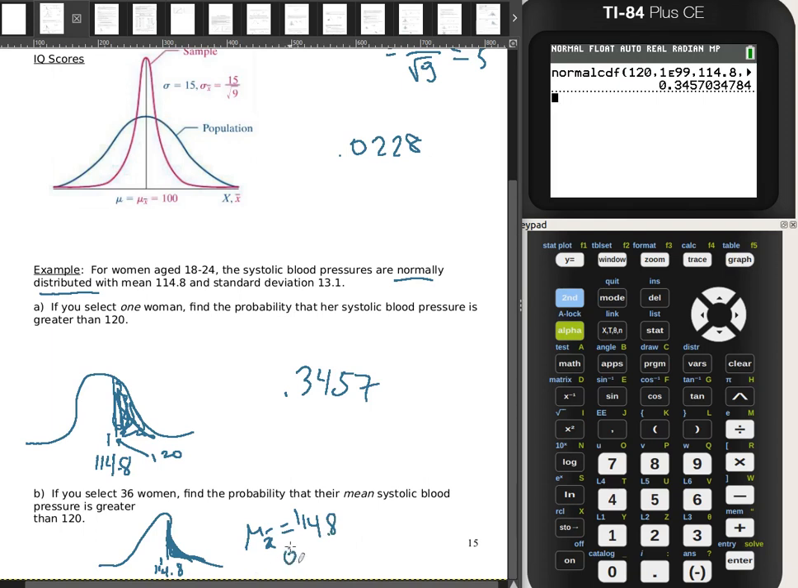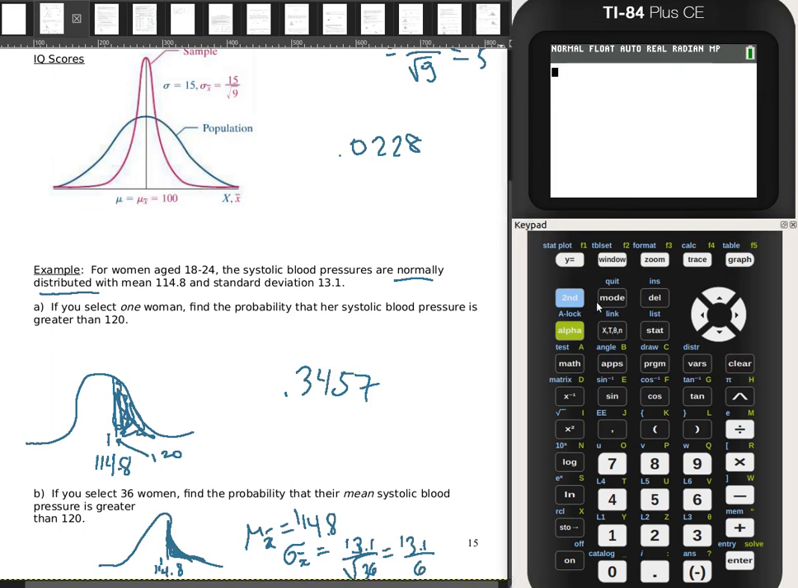But what about the sigma x bar? It should be the standard deviation for the population, which is 13.1, and then divided by the square root of the sample size, which is square root of 36. It's a very nice number for us because it's a perfect square. So we're looking at 13.1 and then just divided by 6. That will be the standard deviation for this one. And we can actually probably just go right into the normal CDF with those numbers.